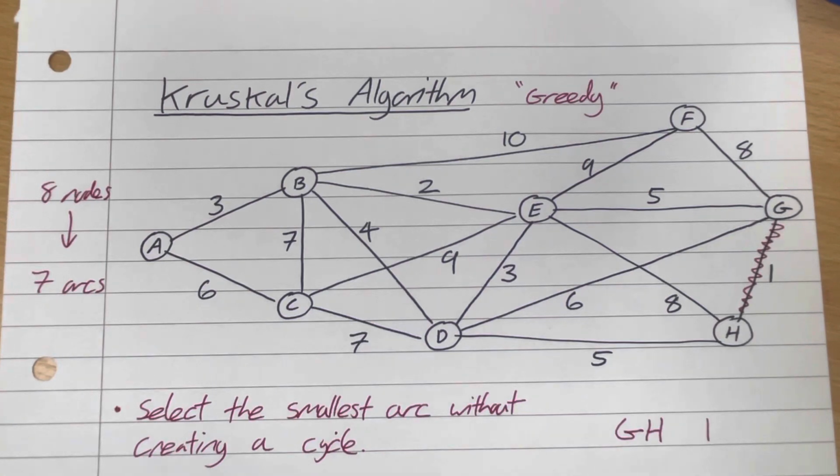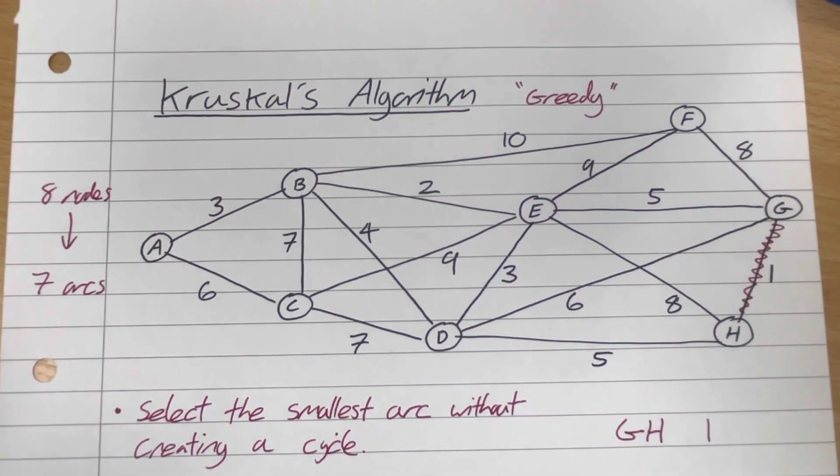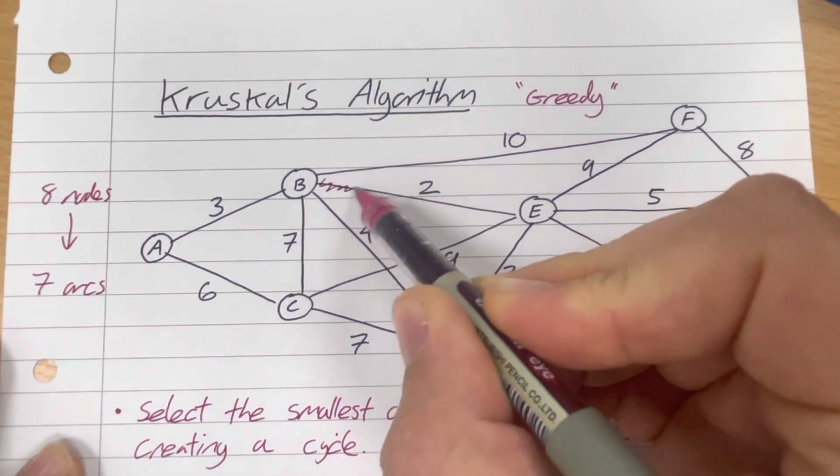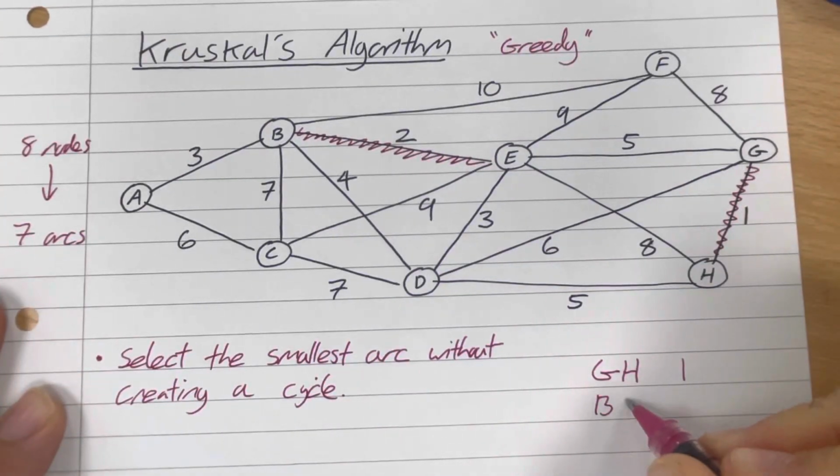I look at the whole network, not just my tree, which is currently this branch over here. I look at the whole network and I choose the smallest arc that doesn't create a cycle. So that's going to be this length here. It's the only 2 in the network. So BE is the next one that's chosen.